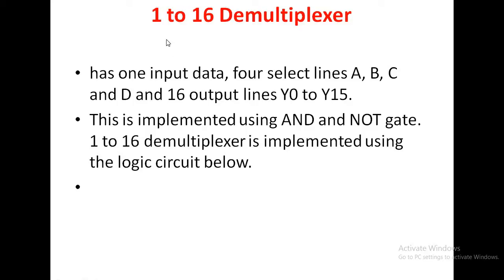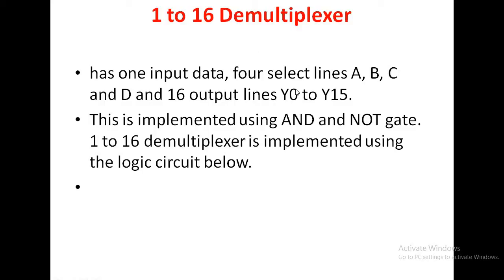And the next one is the 1 to 16 demultiplexer. 1 to 16 demultiplexer means one input line and 16 output lines. Always in case of a demultiplexer, only one input line is there. Okay. And the number of output lines varies. 1 to 4 means 4 output lines. 1 to 8 means 8 output lines. 1 to 16 means 16 output lines. Okay. One input data.